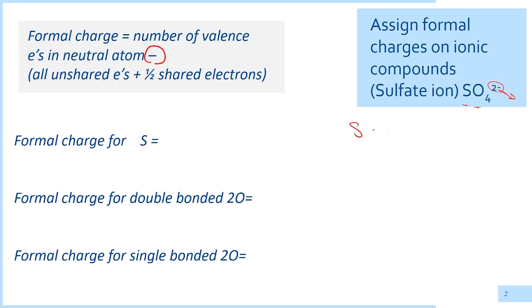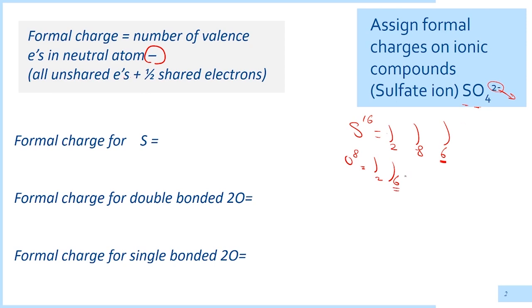Before we start, we need to know the valence electrons of both the sulfur and the oxygen. First, sulfur has 16 electrons, distributed 2 in the first shell, 8 in the second shell, and 6 in the third shell. So it has 6 valence electrons. As for oxygen, it has 8 electrons, 2 in the first shell and 6 in the second shell, so it also has 6 valence electrons.